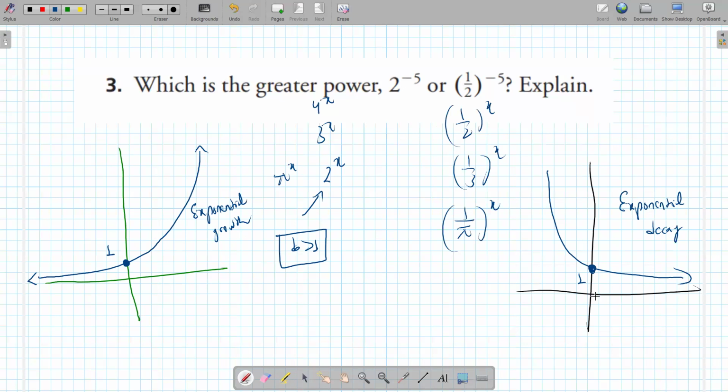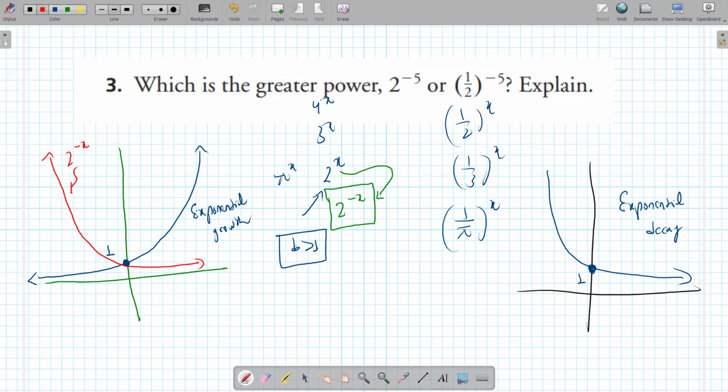So to answer this question, we're going to start here. 2 power x, 2 power -x. Now this is a transformation. What's the transformation that takes us from 2 power x to 2 power -x? It's called a reflection. Is it on the x-axis or on the y-axis? On the y-axis. So 2 power -x would look like this.